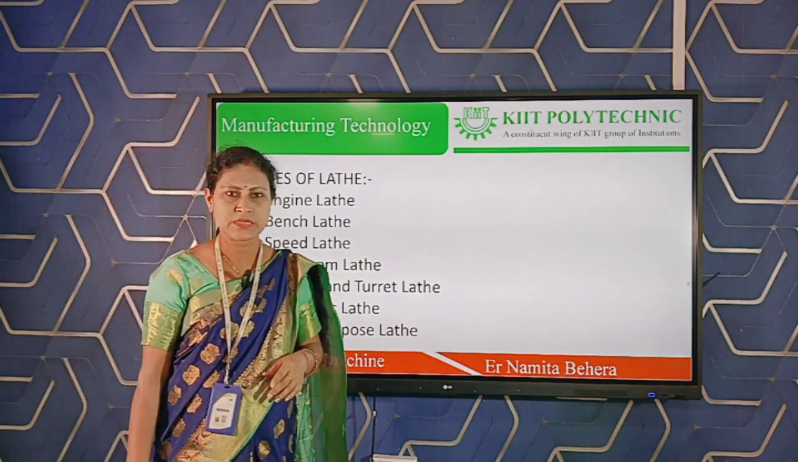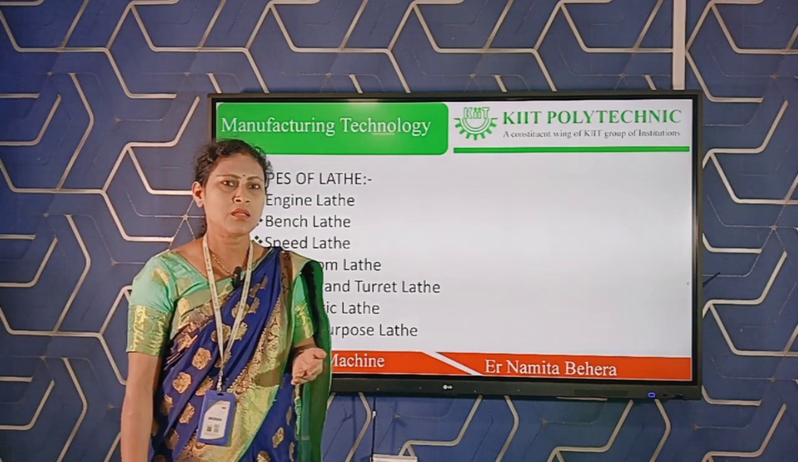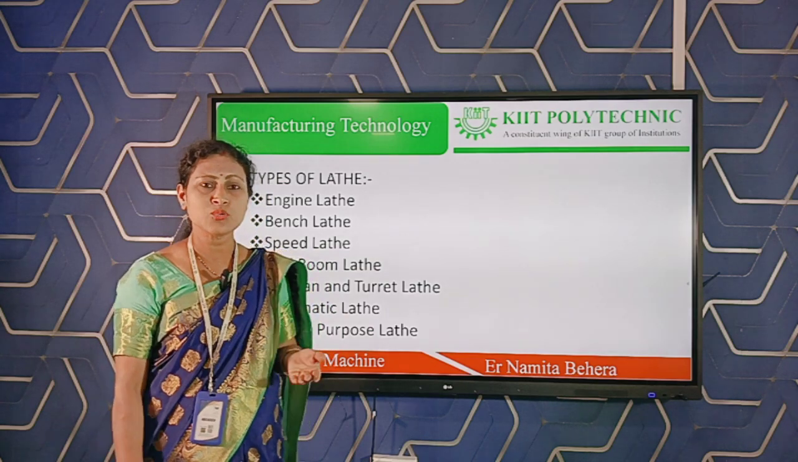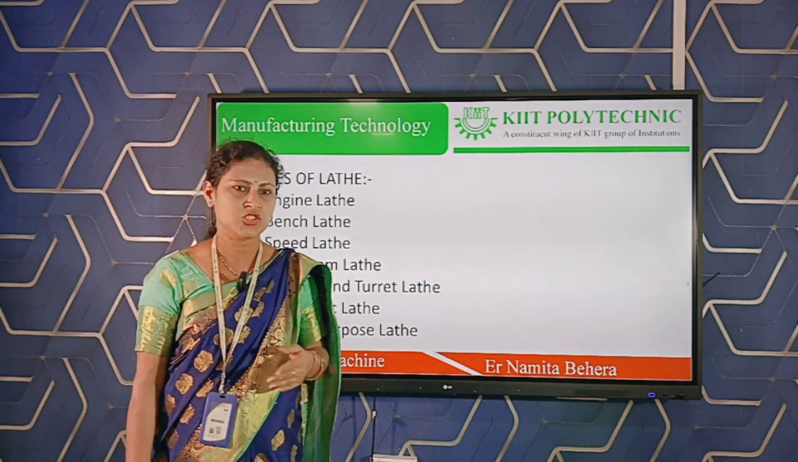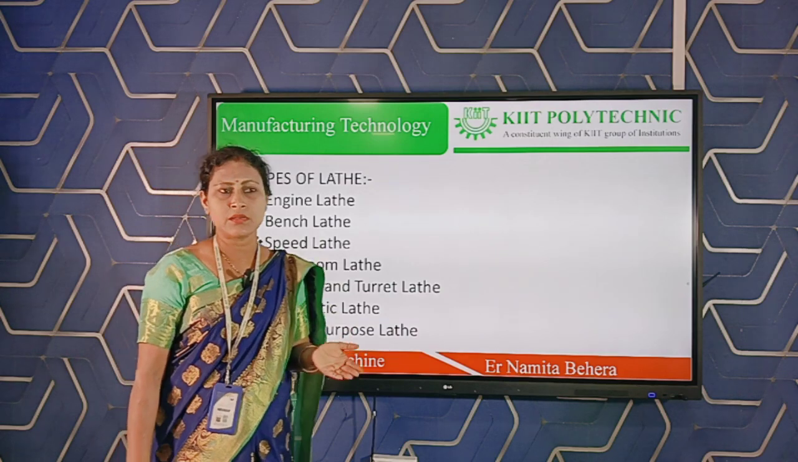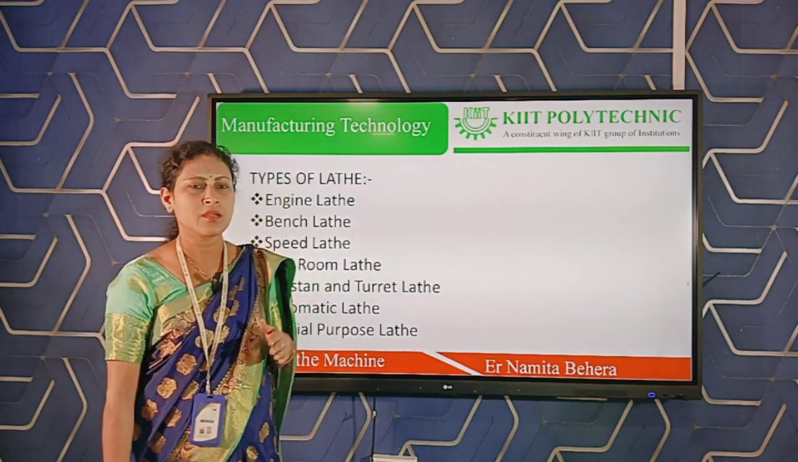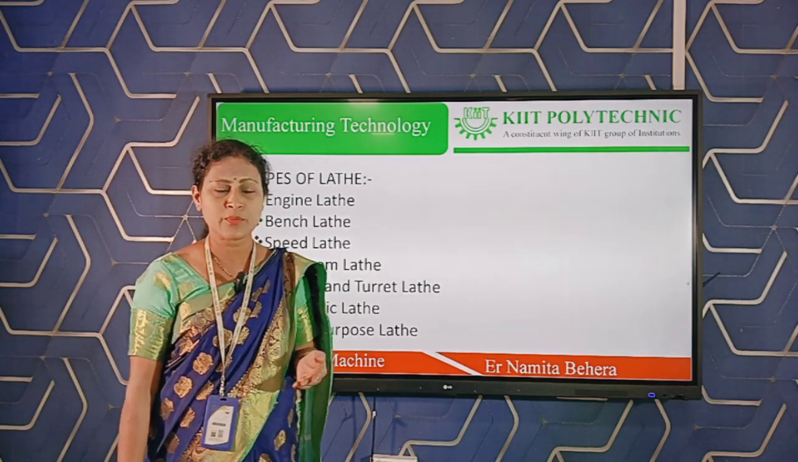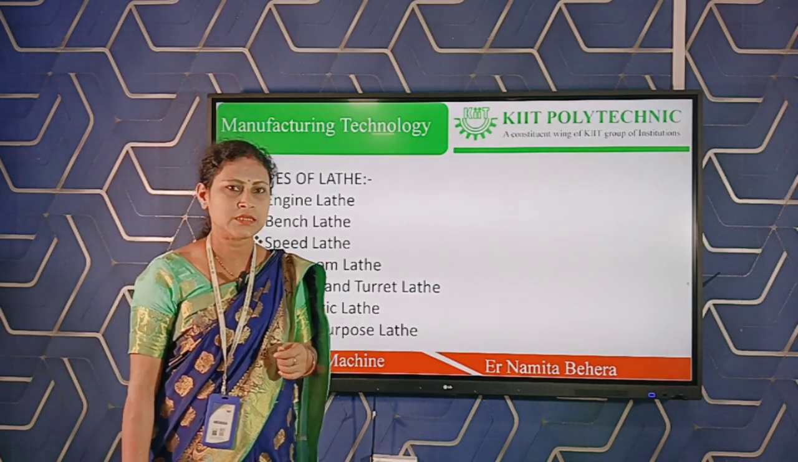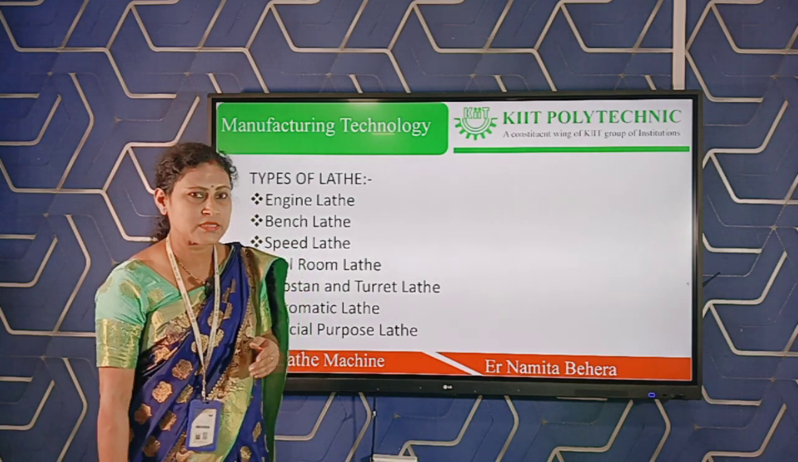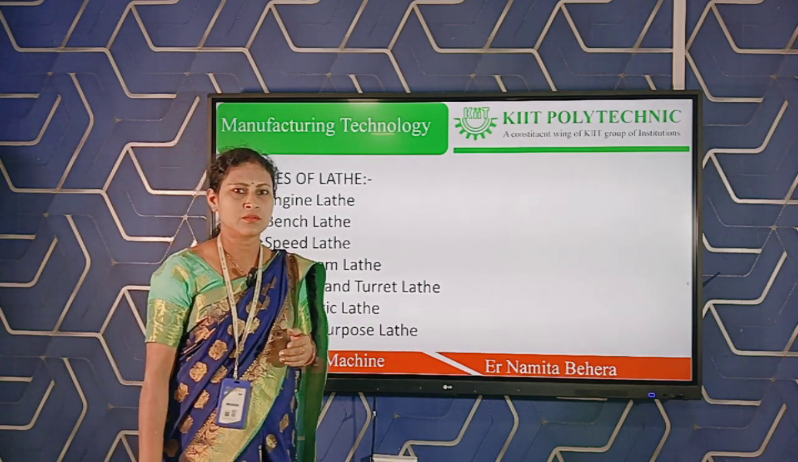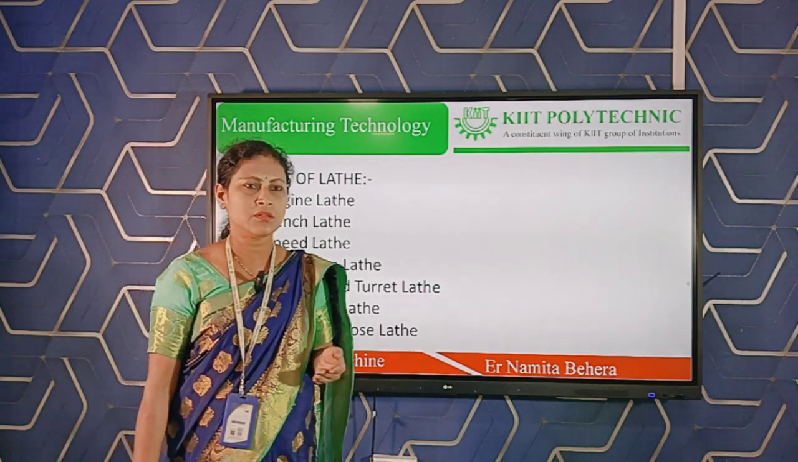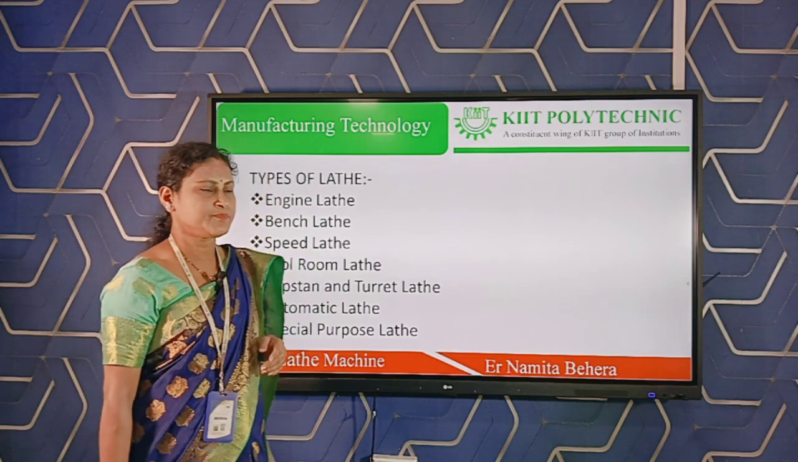Engine lathe is the most basic and simplest form of the lathe, which is used for producing cylindrical jobs. Excepting the turning operation, all other operations which are carried out by the engine lathe, like thread cutting, facing, taper turning, grooving, chamfering, and parting off, are done by the engine lathe.